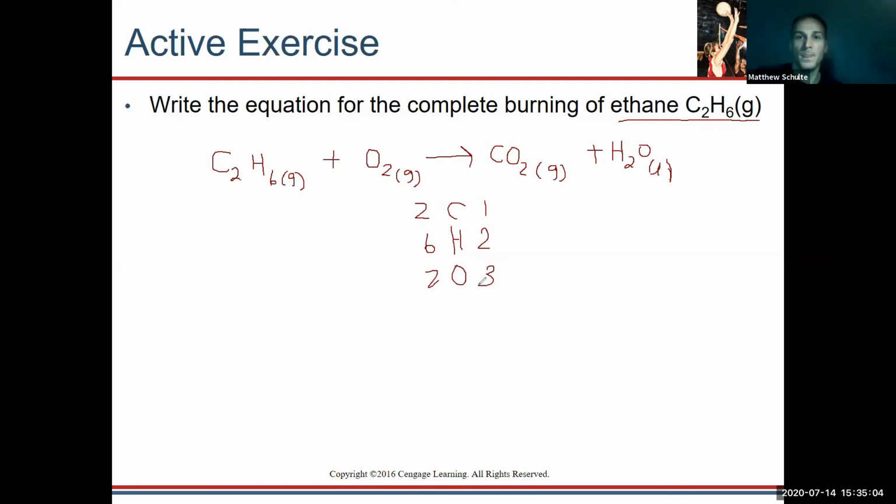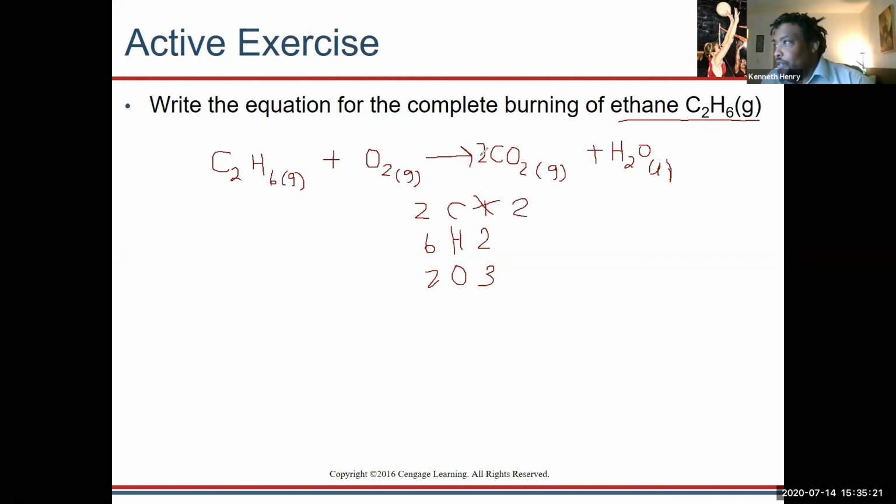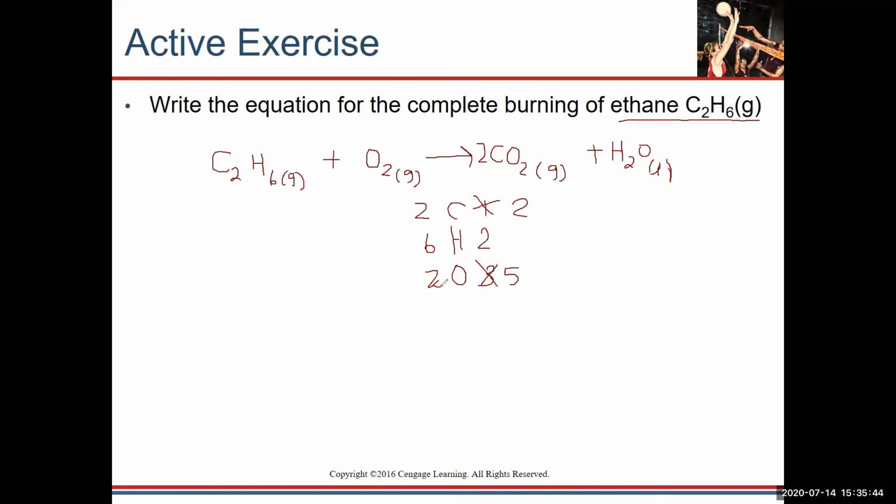No. So put a 2 in front of CO2. That'll make the carbon 2. And then the oxygen is 2 times 2 plus 1, which is 4, so altogether 5. Is it balanced? No. But we have our carbon balanced. What about the hydrogen? If we add a 3 in front of the H2O, it'll make it 6.